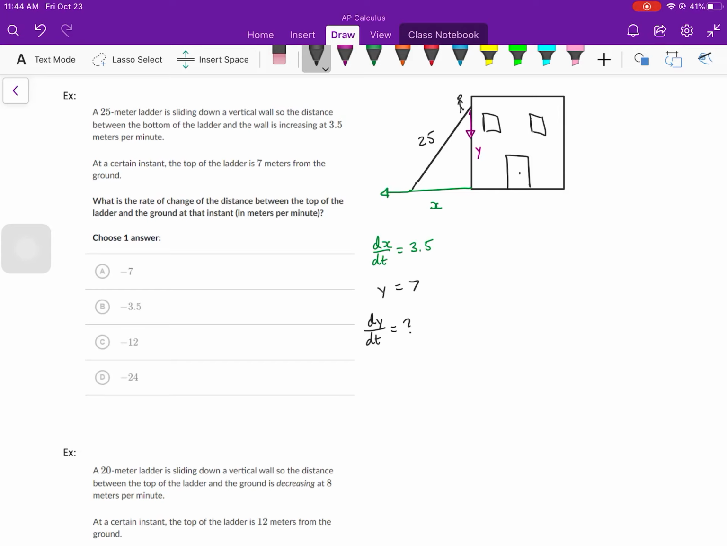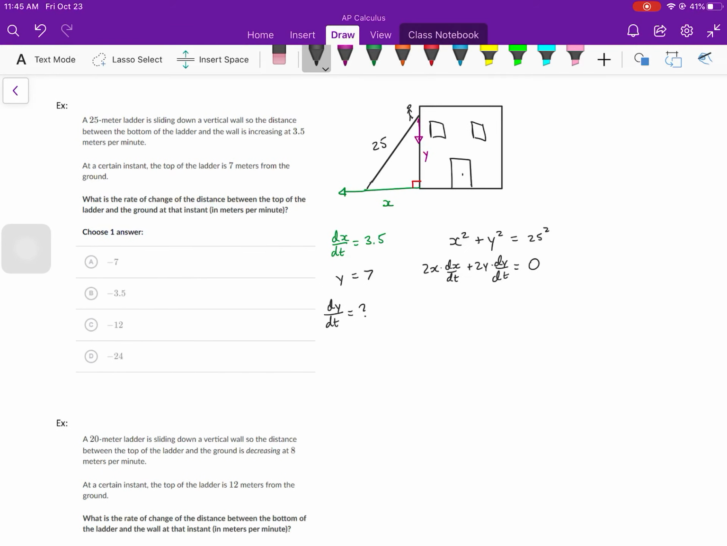All right. So what do we know? We know that x squared plus y squared equals 25 squared. How do we know this? We know this because what we have here is a right triangle. So we can use the Pythagorean theorem. So let's go ahead and take the derivative with respect to t on both sides. So we'll have 2x times dx dt plus 2y times dy dt. Then the derivative of the constant is just 0.